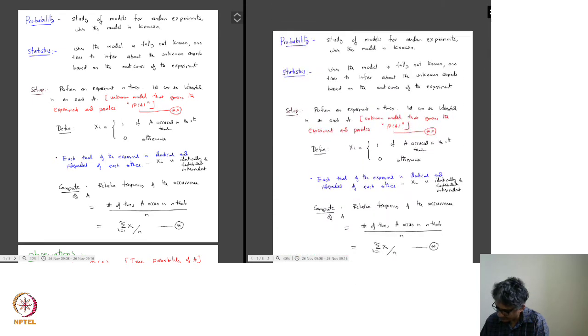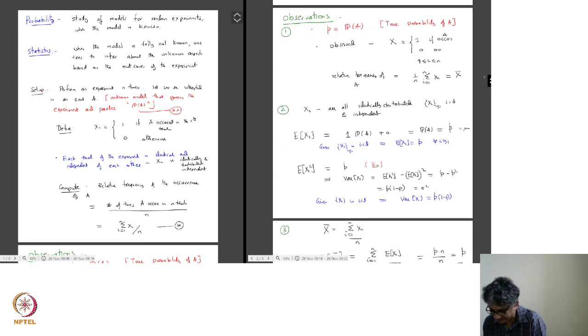So what did we do? We said that we were interested in understanding what P of A was. We don't know what P of A is because the model is not known to us. We perform an experiment. X1 gives some outcomes. We call the outcome 1 if A occurs, and 0 if A doesn't occur. Each trial is independent, so the Xi's are all IID, that is, identically distributed and independent. And you can compute the relative frequency of A by looking at the number of times A occurs in n trials divided by n. Well, that's the same as summation Xi by n.